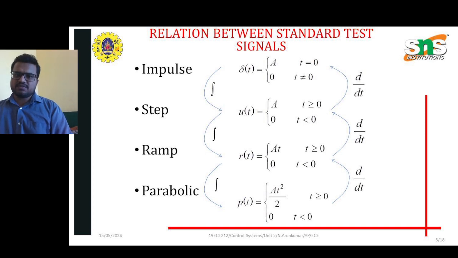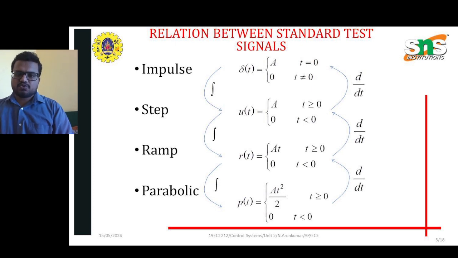The impulse response is denoted by delta of t equal to A into t of 0. It has a value of 0 when t is not equal to 0. The step response follows the same formula. The step is unit step. It has a limited value, for t greater than or equal to 0. It is 0 for t less than 0. Then the ramp signal has a maximum value of 1, A into t, for t greater than or equal to 0, and 0 for t less than 0.